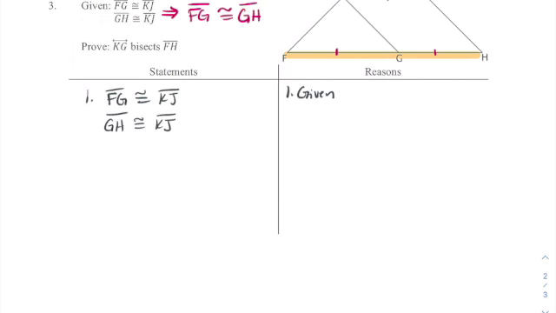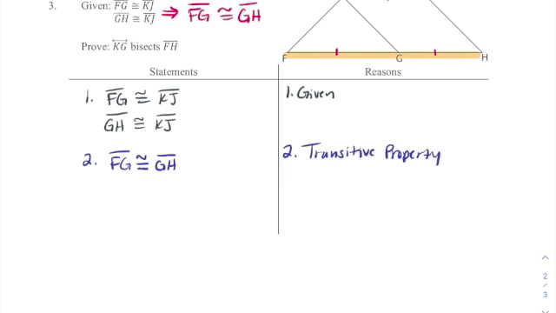And then we saw the link. Because both of these segments are both congruent to KJ, that means they're congruent to each other, making FG congruent to GH by the transitive property. So this is by the transitive property.